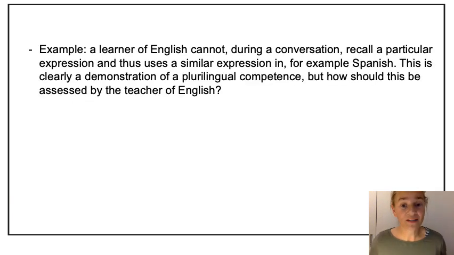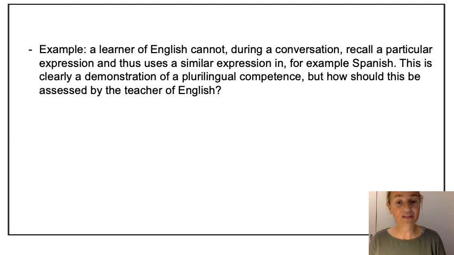The plurilingual competence is also problematic from a language teaching perspective. So let's say, for example, that an English student cannot think of an expression while they're conversing with their teacher, cannot think of an English expression off the top of their head, but they can think of, for example, a Spanish equivalent. Now, how does that English teacher assess that competence if they, for example, do not speak Spanish themselves? So the plurilingual competence and the mediation competence, the two that are interlinked, to me are problematic.